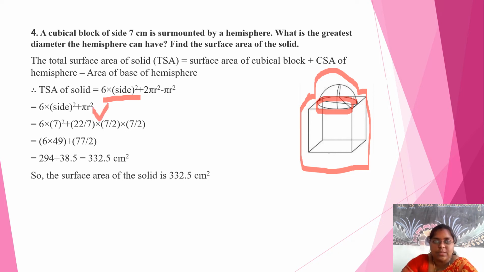Now we are going to substitute everything, because the side they have given is 7, and the radius we know is 7 by 2. But this is a diameter. So radius means 7 by 2. So we are substituting everything and simplifying. We are getting 332.5 centimeters square.